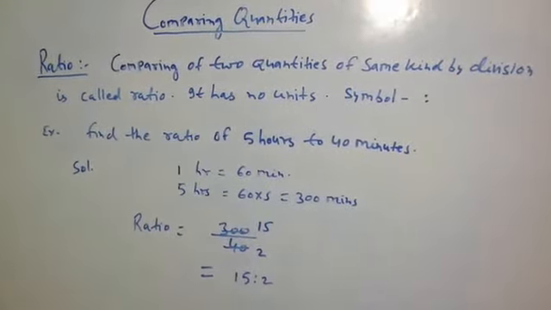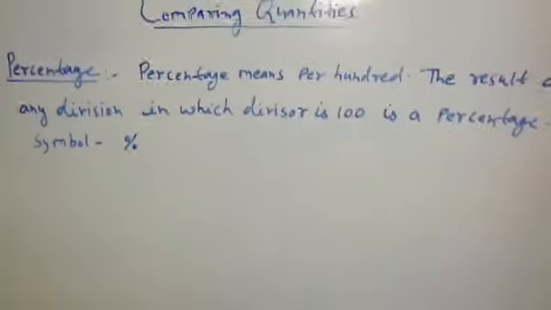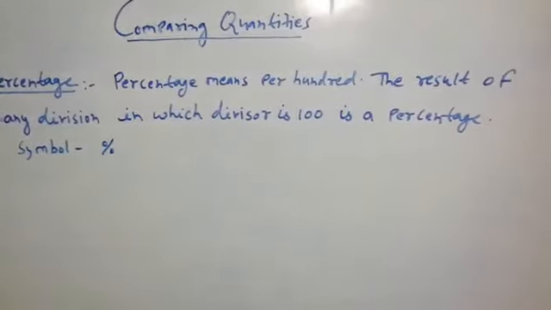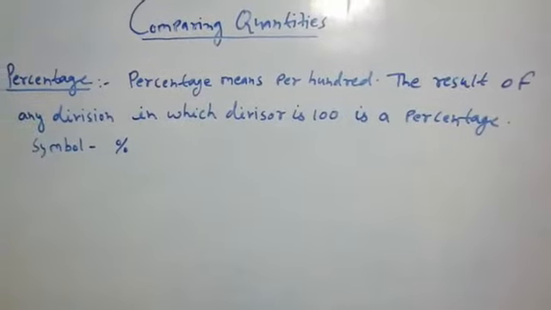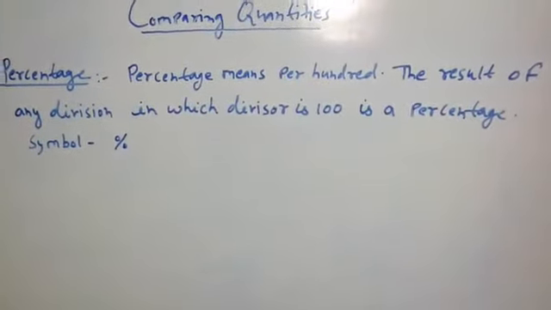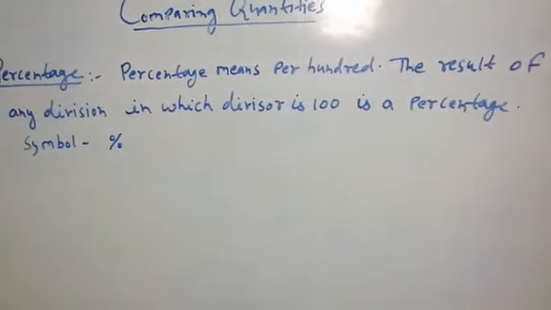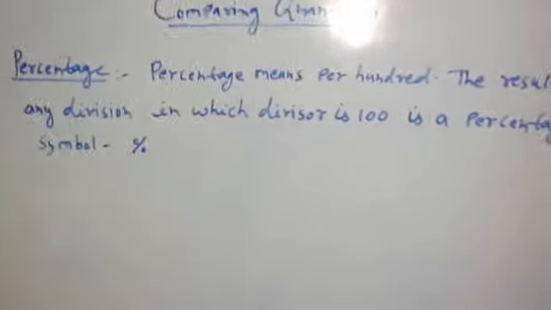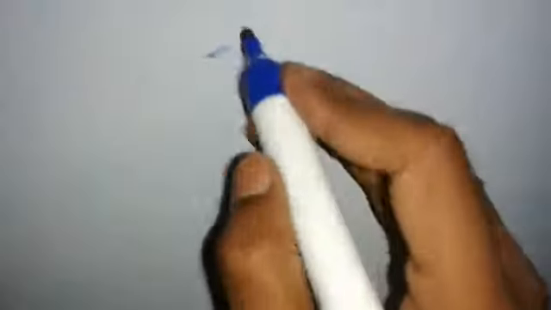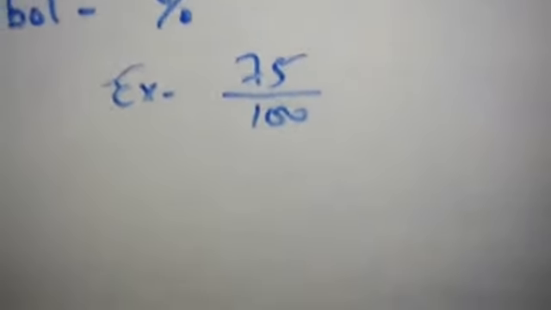The next topic is percentage. So what is percentage? Percentage means per 100. The result of any division in which the divisor is 100 is a percentage, and for a divisor of 100 we use a symbol like this. Let us understand by an example. Suppose it is given 75 by 100. Then we can convert it into a percentage.